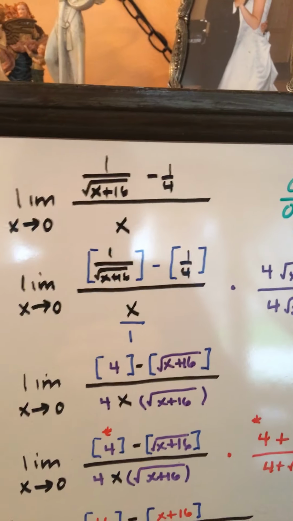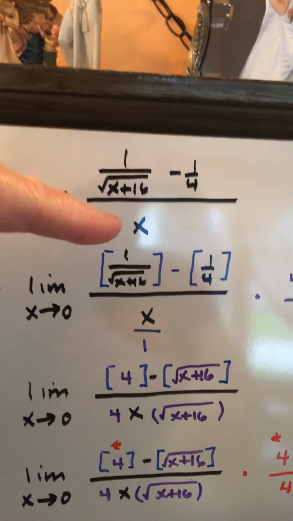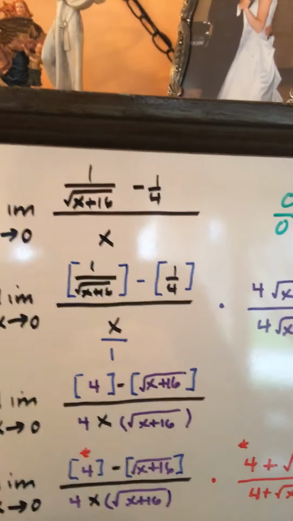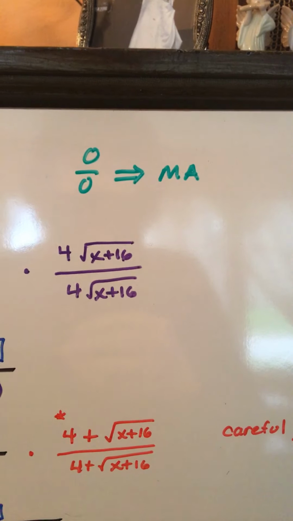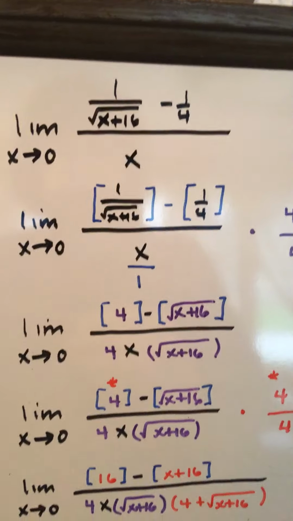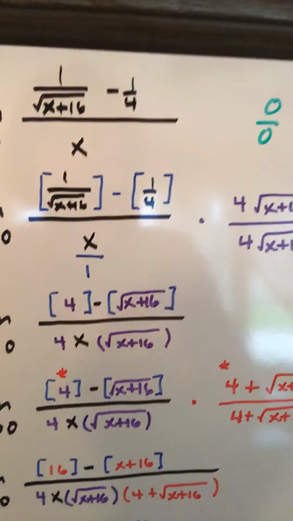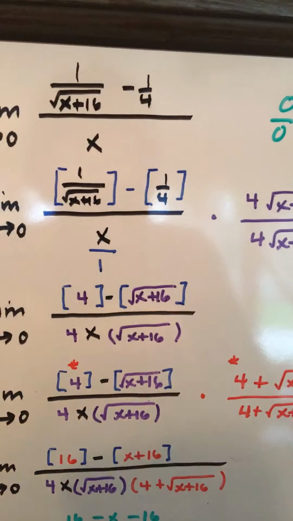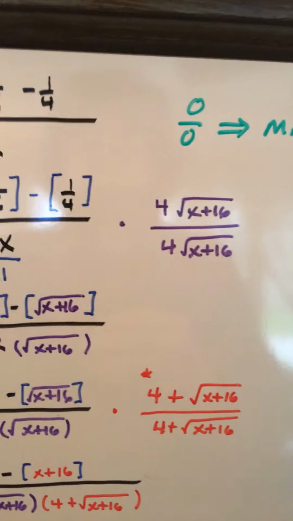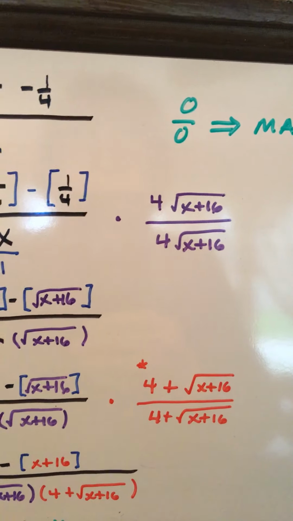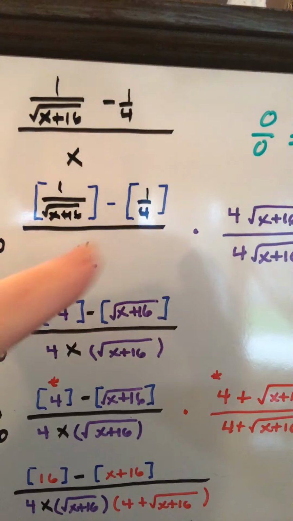Okay, example 2. In example 2, I put in my 0. 1 over square root 16 is 1/4. 1/4 minus 1/4 is 0. So yes, again, I'm 0 over 0. So yes, I must remove the complex fraction. Notice how I put in the brackets and the 1. That's SOP. And so my common denominator of the denominators is 4 and the square root of x plus 16. So I indicate that I'm going to multiply, but you know us, we do what's missing.